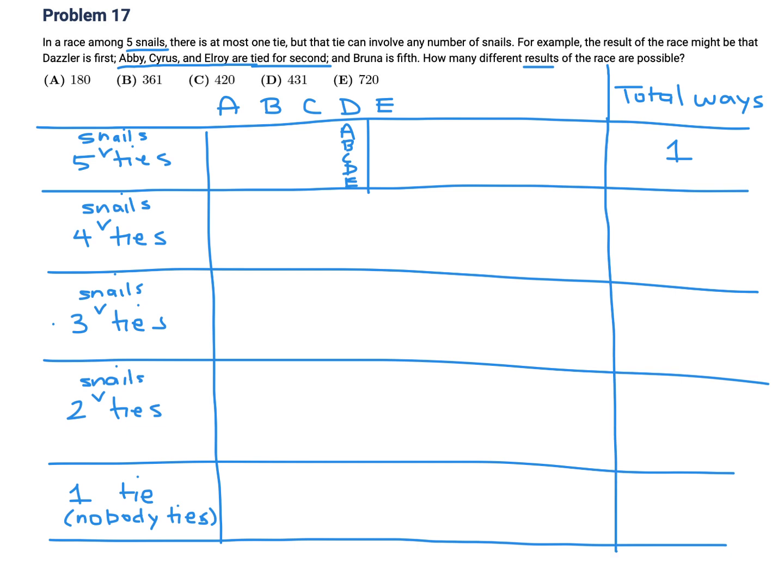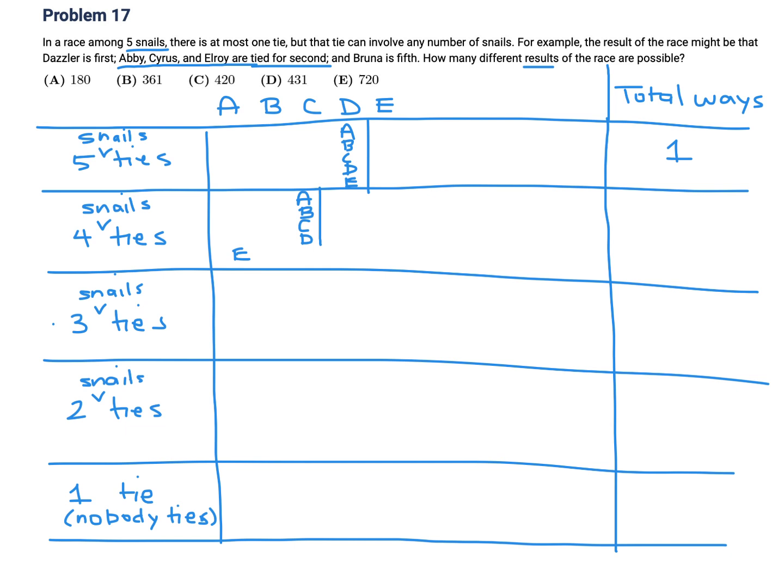Okay, that was a pretty easy one. Now, 4 snails tie. I'll give you an example. So that means A, B, C, D, they tie. They get to the finish line at the same time. And E, I guess, is last. That's an example of 4 snails tying.